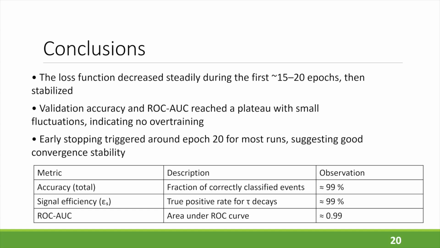And also early stopping triggered around epoch 20 for most runs, suggesting good convergence stability. Also, I put some data in a table, but it is for a small dataset, and we need to make it larger.